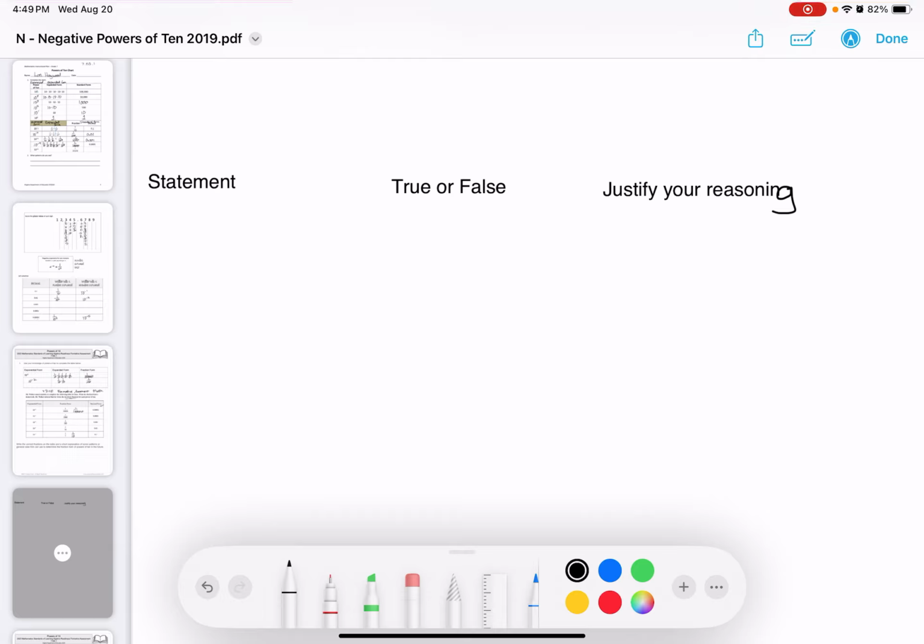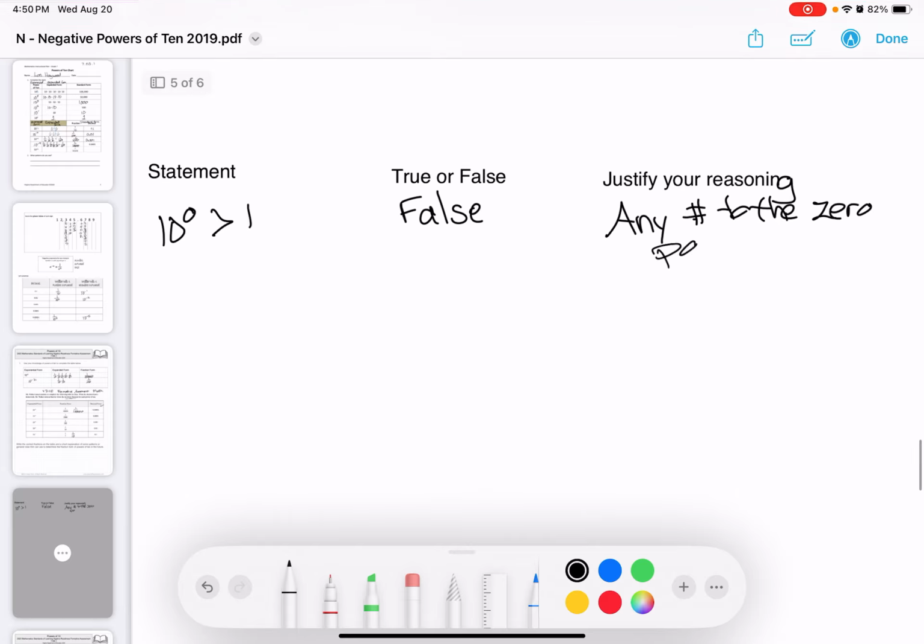So for example, it'll say 10 to the 0 is greater than 1. Is that true or false? That is false. So why is that false? Because any number to the 0 power is 1.